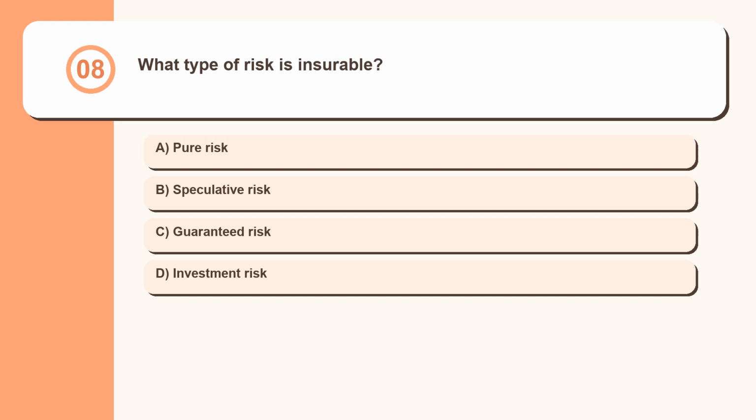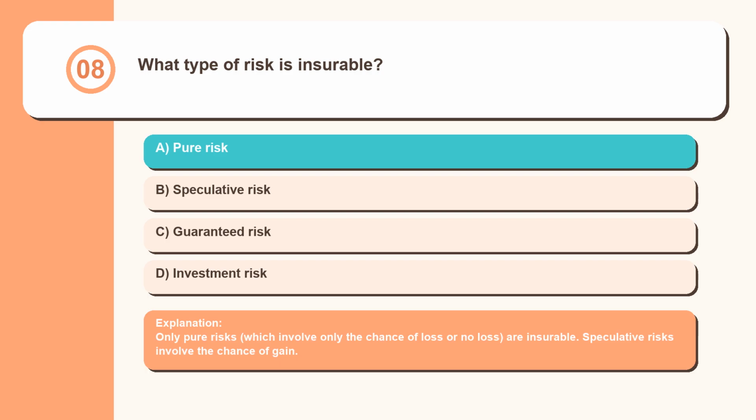Question 8. What type of risk is insurable? Pure risk, speculative risk, guaranteed risk, investment risk. Only pure risks, which involve only the chance of loss or no loss, are insurable. Speculative risks involve the chance of gain.